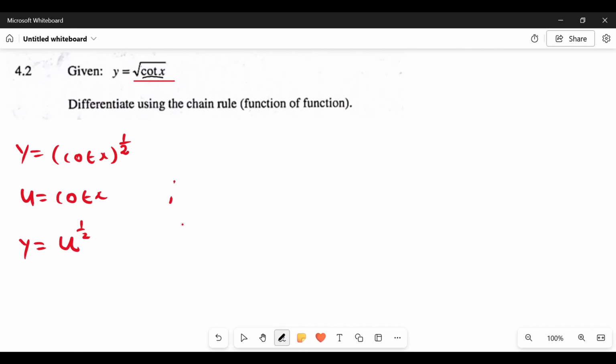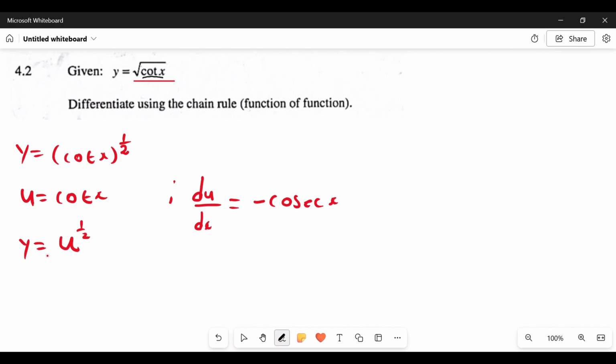So I'm going to start by deriving u. So when you say du over dx, remember we are deriving u with respect to x. So the derivative of cot x is actually negative cosec squared x. There we go. You can go to the formula sheet. The answer is there on the formula sheet.